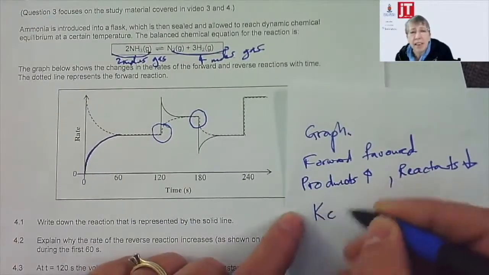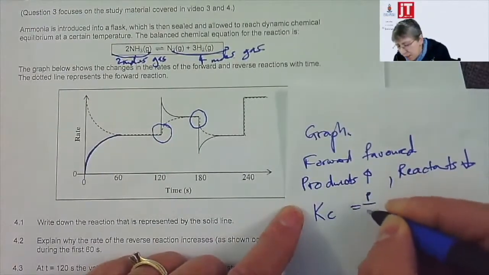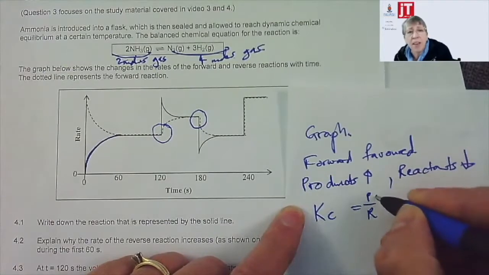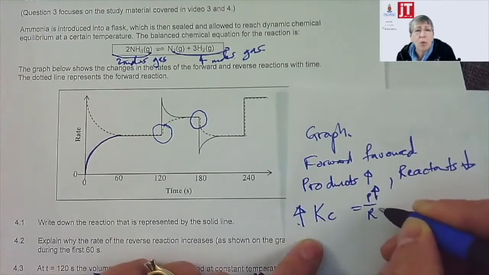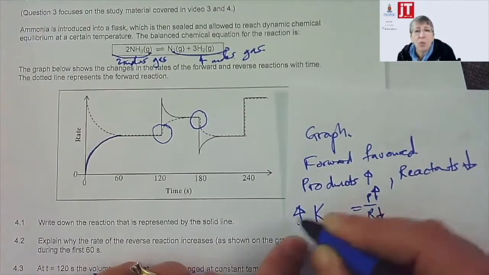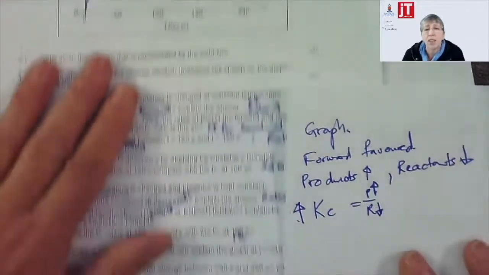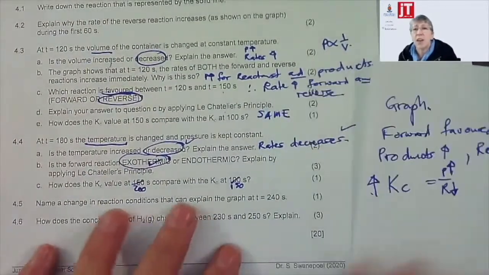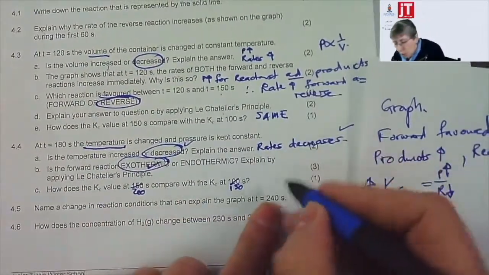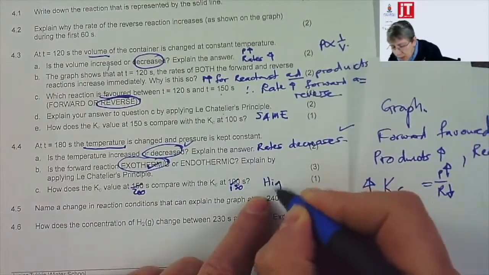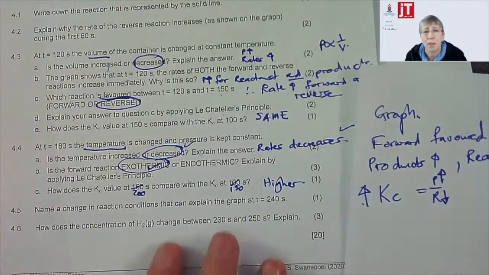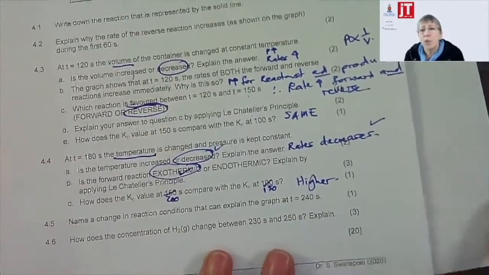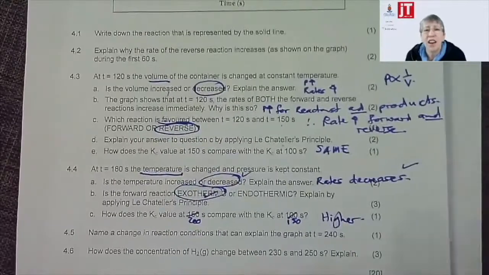Right, so my product is more and my reactants is less. And what do we know about Kc? Kc is my products divided by my reactants. Now, an increase in products would already have caused my Kc to increase, but we also have a decrease in reactants that will also make my Kc value increase. Right, so the Kc value, how does the value compare? It will definitely be higher. Right, it will be higher at 200 than at 150.